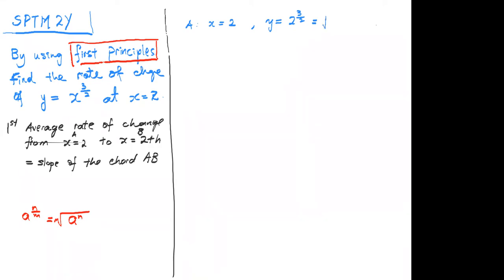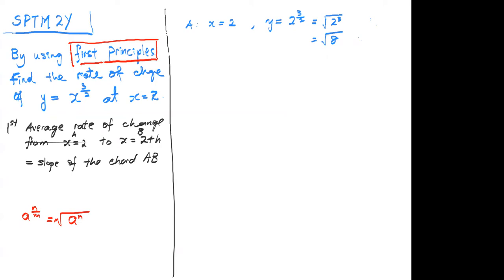So this will be the square root of 2 cubed. For this case, I will just put square root of 8. I don't want to change it to anything else, because if I change it to a number times another number, then I will trouble myself when I come to substitute and simplify the slope of the chord.